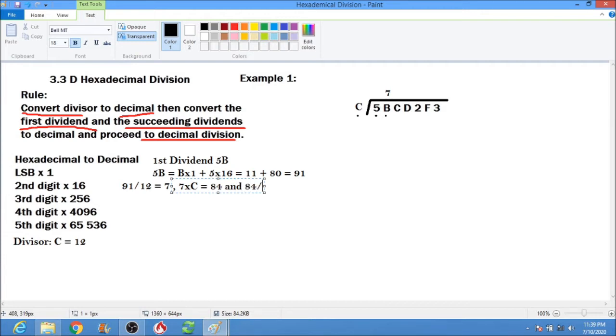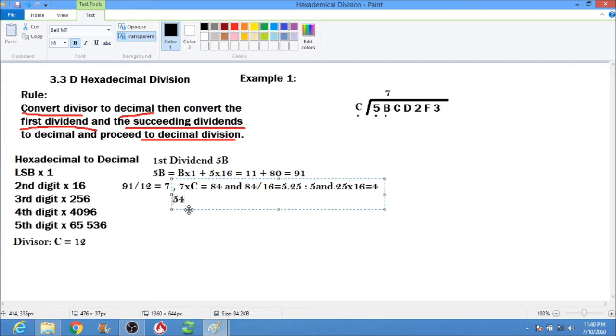84 divided by 16 is 5.25, and 5.25 becomes, meaning 0.25 times 16 equals 4. So therefore we have 54.